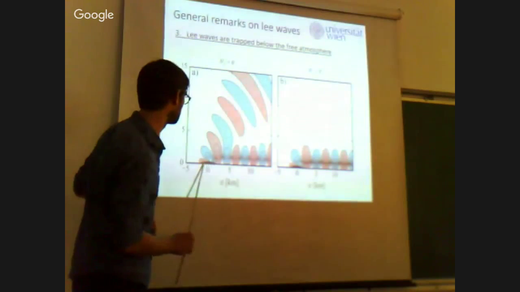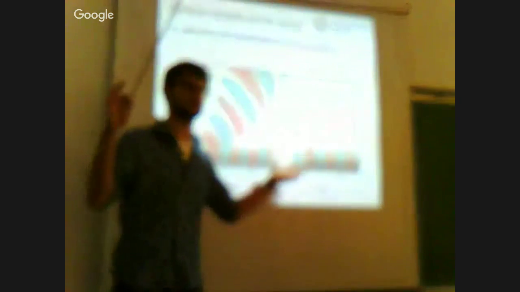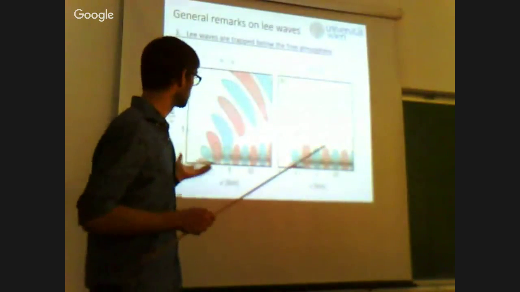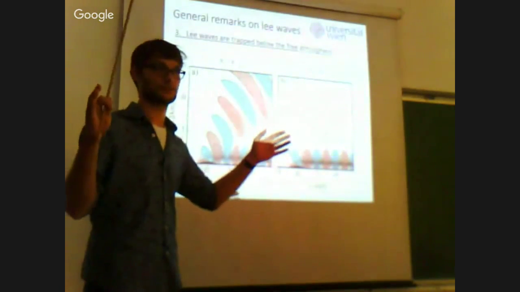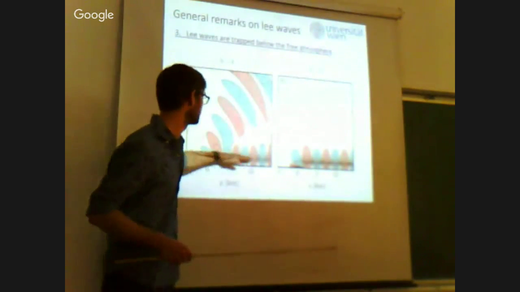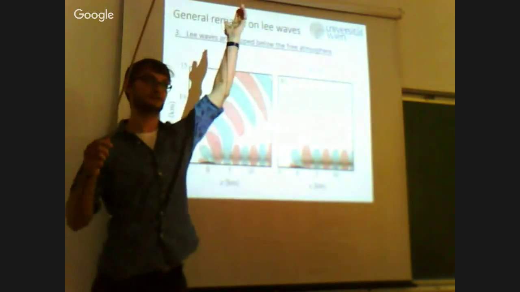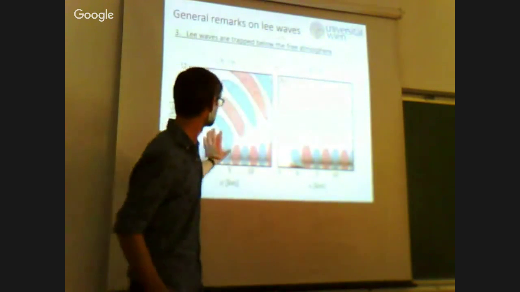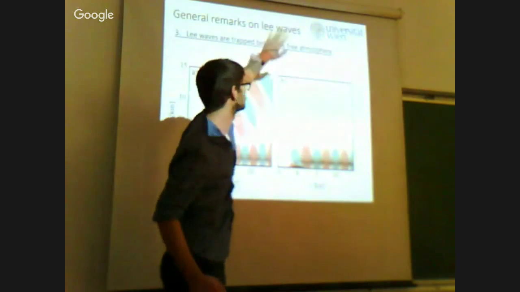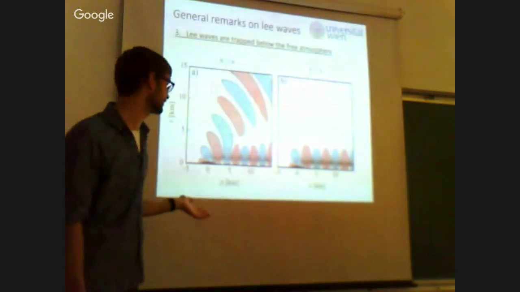And you see that the mountain excites a continuous spectrum of wave modes. Some of the wave modes have too long a wavelength to be trapped at the interface. So the wavelength is so long that they can propagate into the upper layer. They are not trapped, and it's those waves that just propagate away.